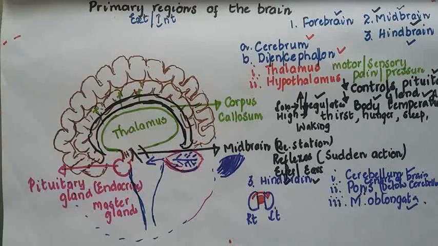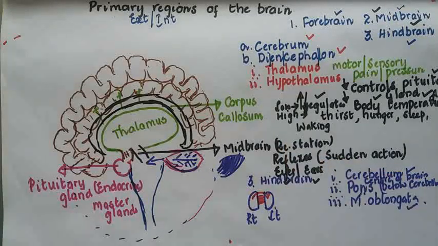Okay, children? And the third part, as we know, is the medulla oblongata, which controls all our internal organs of the body. So thus you can say that the hindbrain comprises three parts known as cerebellum, pons, followed by medulla oblongata.